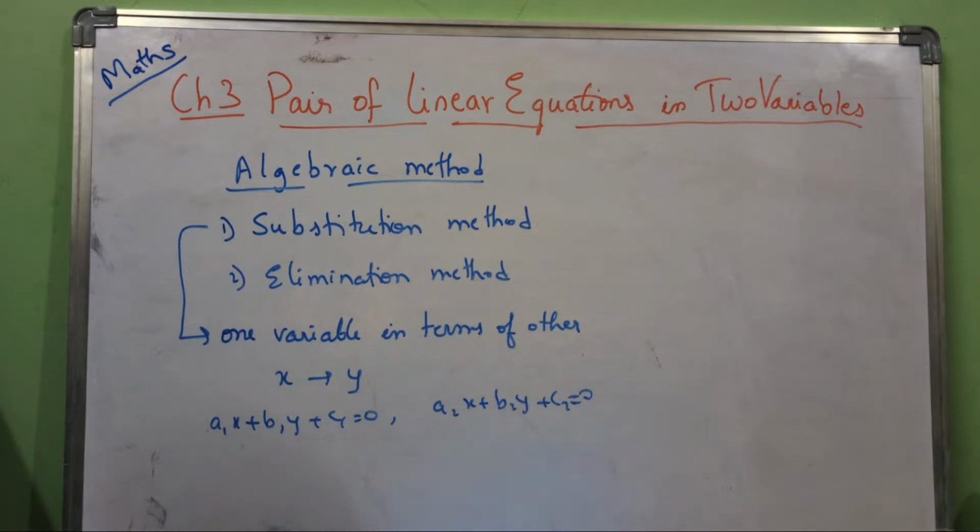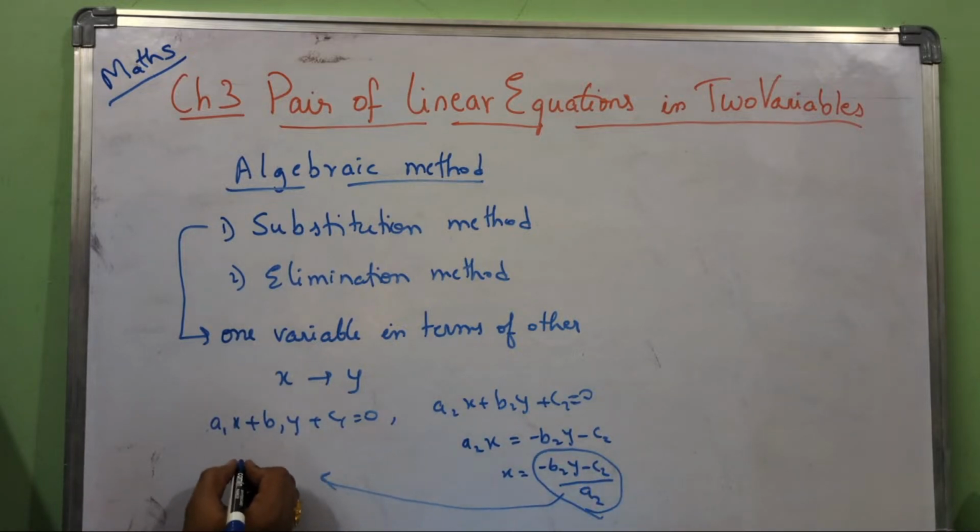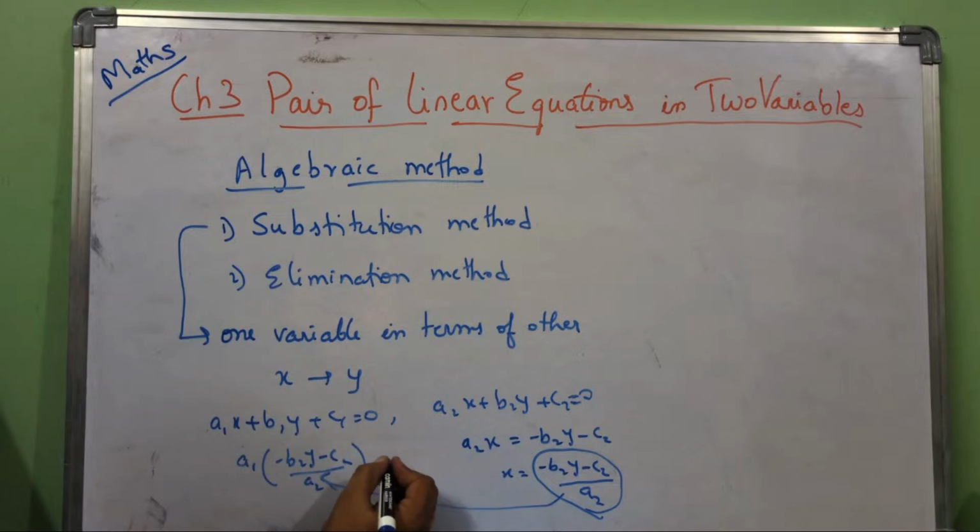So what we have to do is substitute x in terms of y. We will use the second equation first and substitute the x value in terms of y. So this becomes minus b2y minus c2. Now x became minus b2y minus c2 by a2. This value we will substitute in the first equation. Now this becomes a1 into minus b2y minus c2 by a2 plus b1y plus c1 equal to 0.